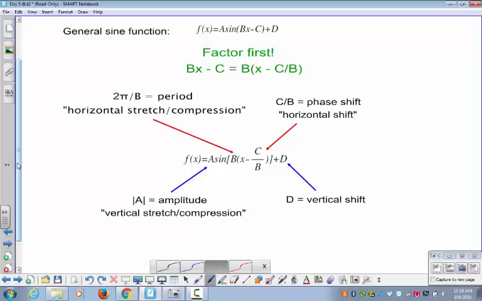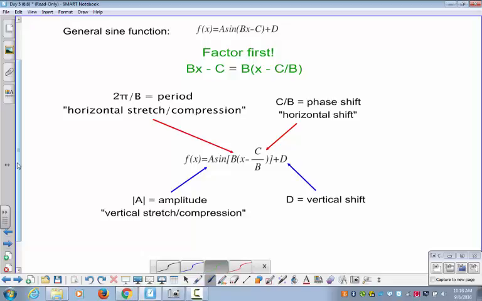Okay, so first always, factor first. That's going to be our first step. If you factor, you will be able to see the horizontal transformations very easily. If you don't factor, it's going to be a little harder. So we factor first, and once we factor, we have all these things going on.